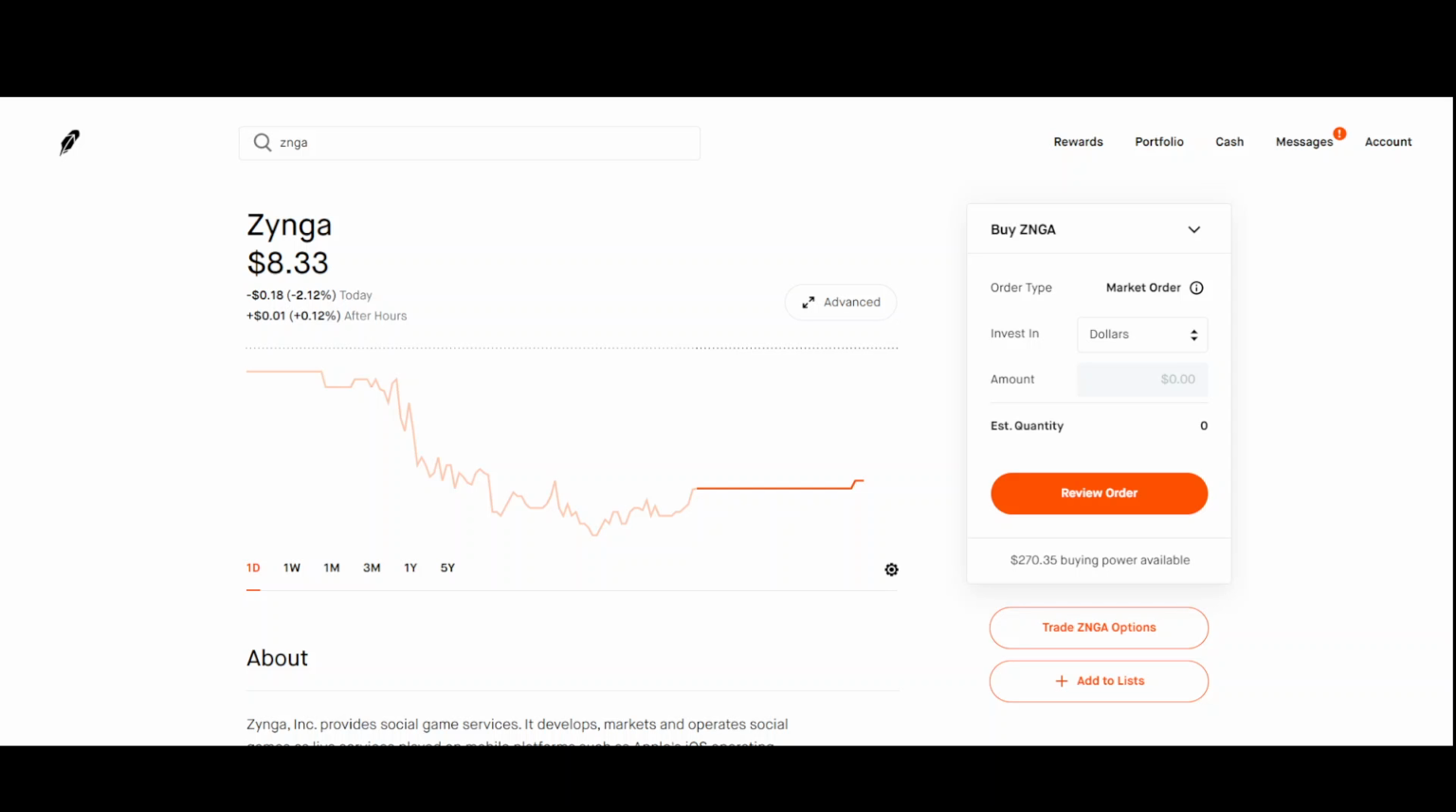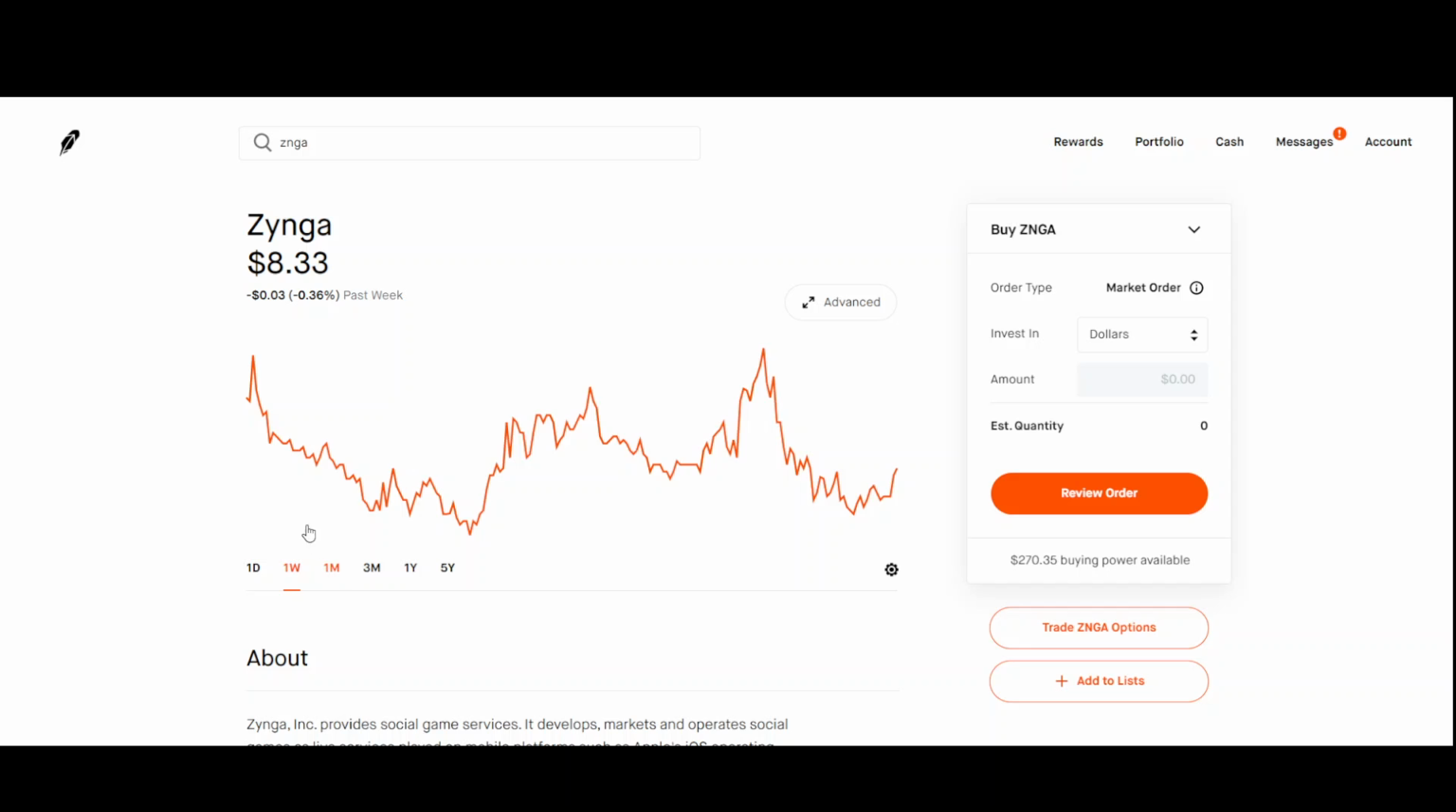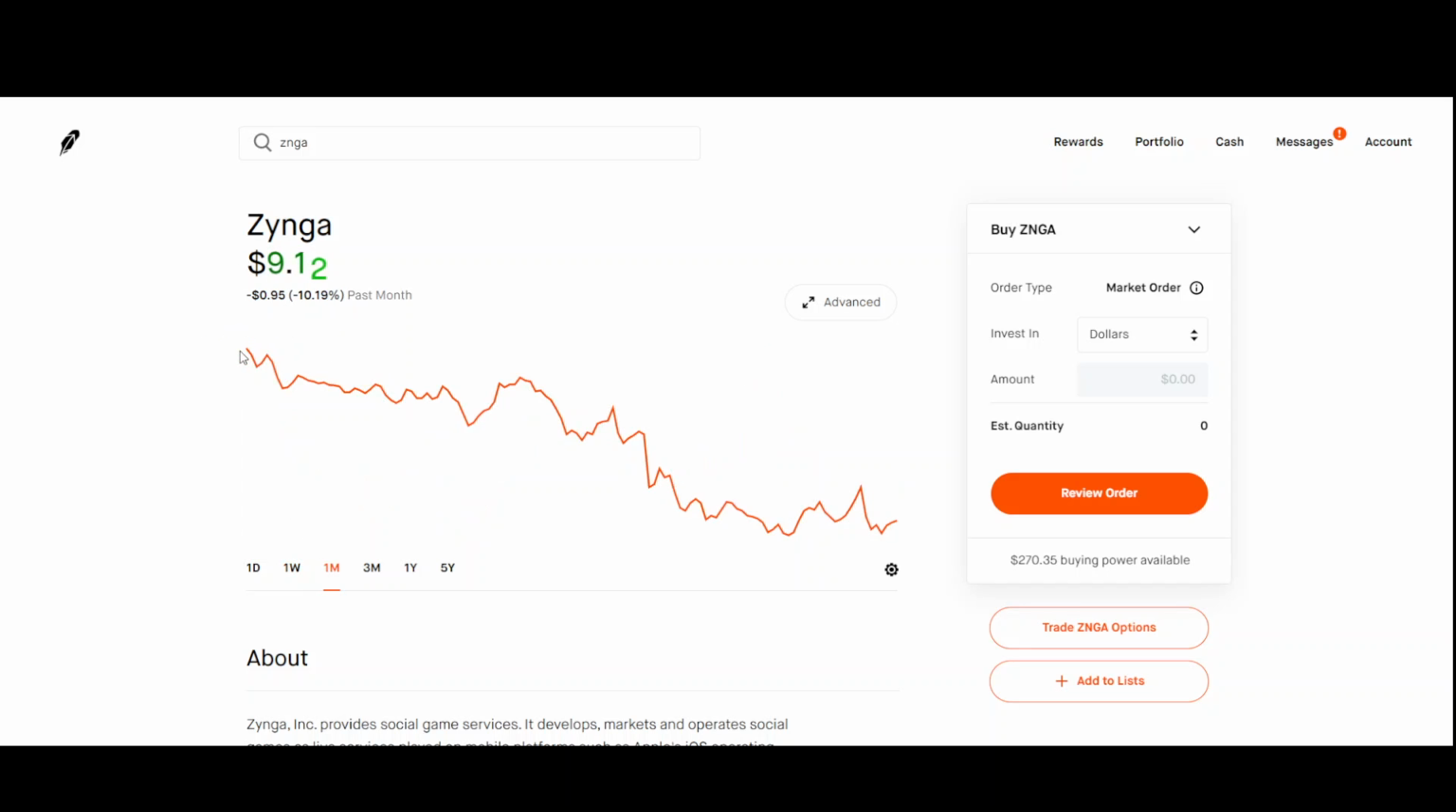I'll be showing you an extremely easy option strategy that you can do on a stock that you think is going to rise in the near future. For this example, I'll be showing you on Zynga. If we look at the past trading history, we can see that Zynga has been falling. Look at the past month. It was at about $9.18 on April 6th, and now it's at $8.33 on May 5th. So it's been falling down. All it does is keep falling down.